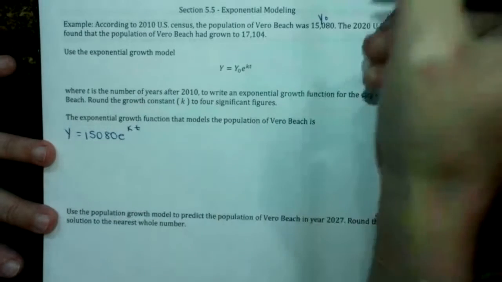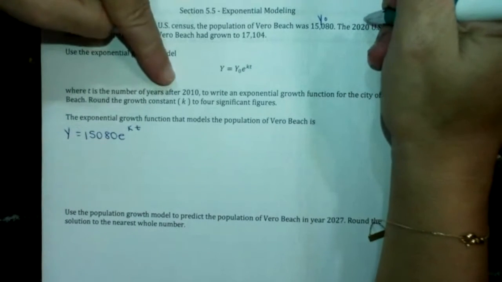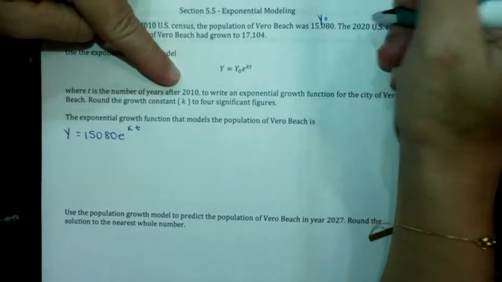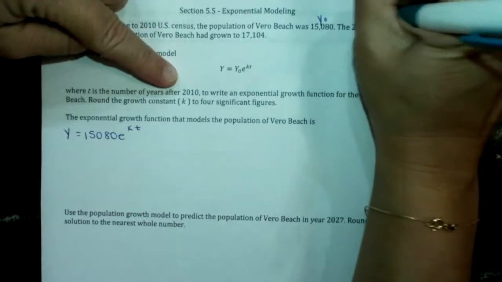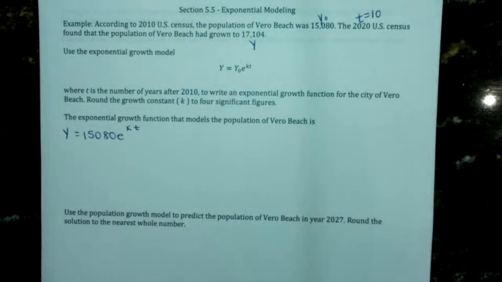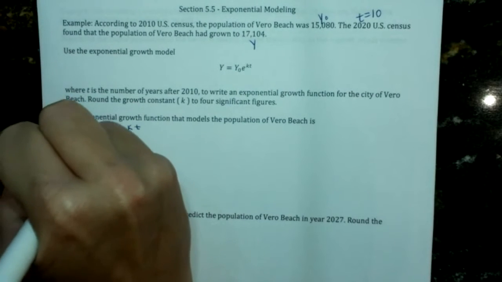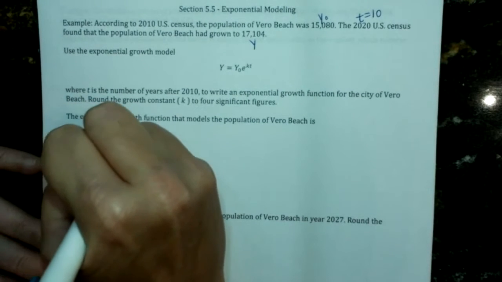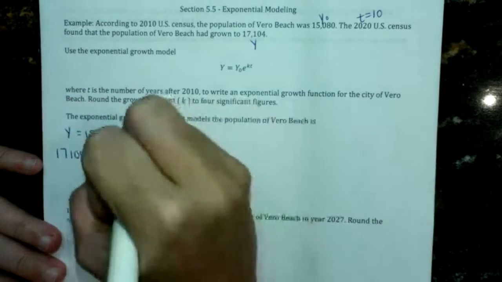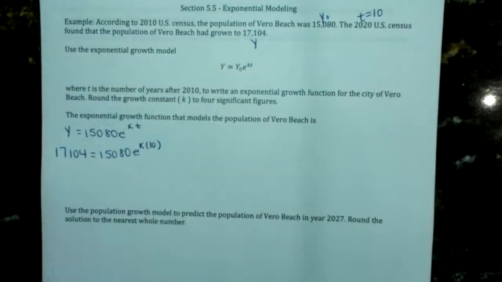But it gives us that in 2020, which is 10 years after 2000, so t is the number of years after 2000. So when t is 10, our population, or y, was 17,104. Let's plug that in. 17,104 equals 15,080 e to the k, I don't know k, but my t value here is 10. We can now use this to solve for k.